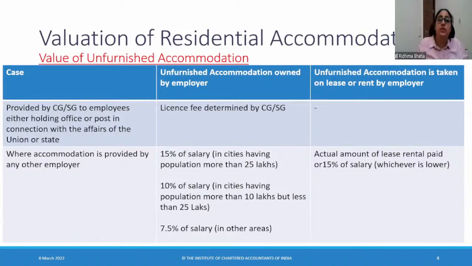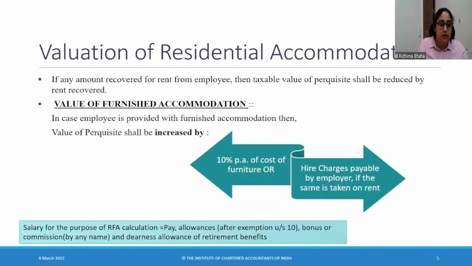You have to see what cost element the employer is bearing to provide you the benefit. Clear? And please add, in case of furnishing, simple 2 things: 10% of cost or lease rental, depending upon the case scenario.